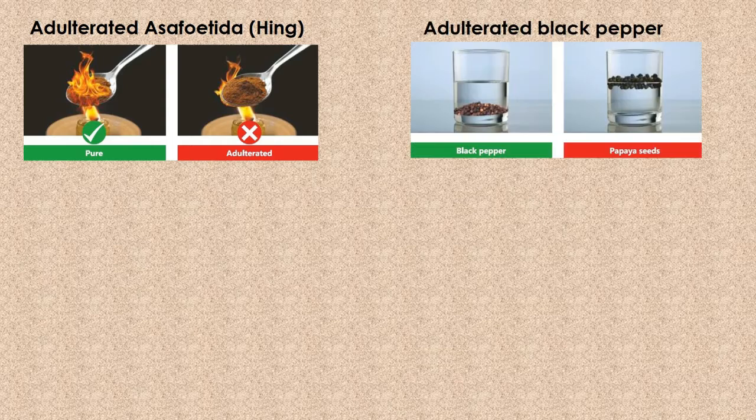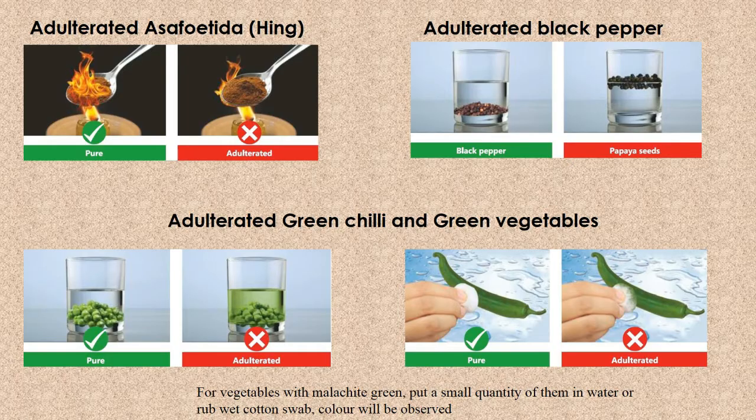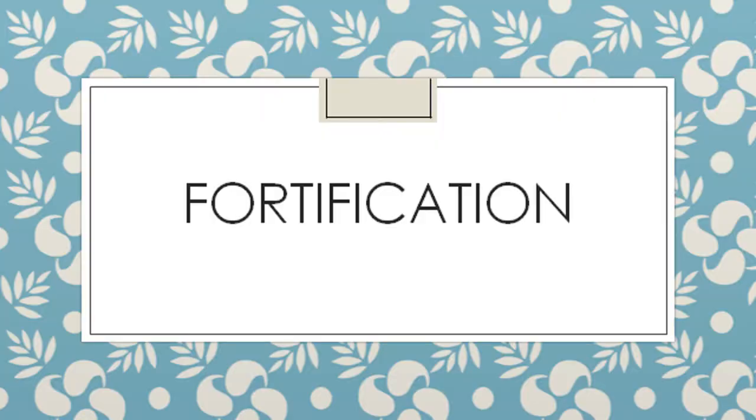Papaya seeds are also used for adulteration in black pepper, and green chili and green vegetables are adulterated with malachite green. All these experiments are verified in dedicated food labs of India, and the data is published on the government website Vikaspedia. The link is present in the description box.